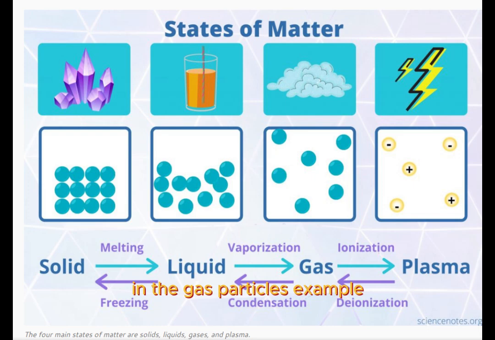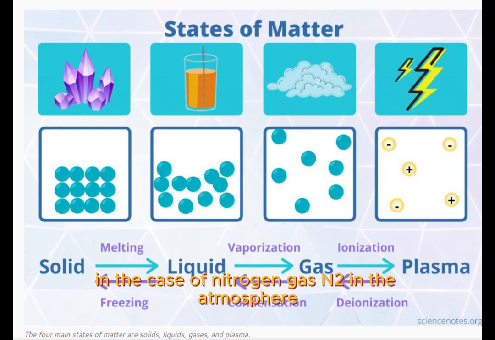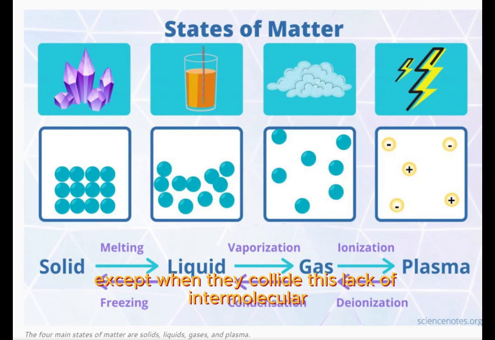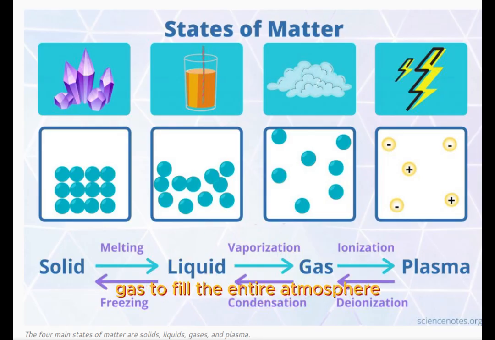Example: in the case of nitrogen gas, N2, in the atmosphere, each molecule behaves as if it is not interacting with the others, except when they collide. This lack of intermolecular attraction allows nitrogen gas to fill the entire atmosphere and expand freely.